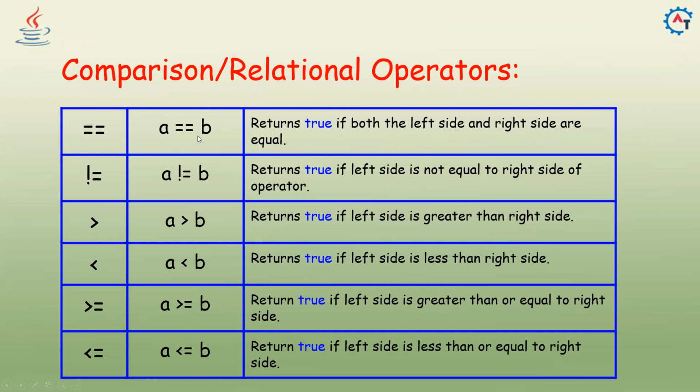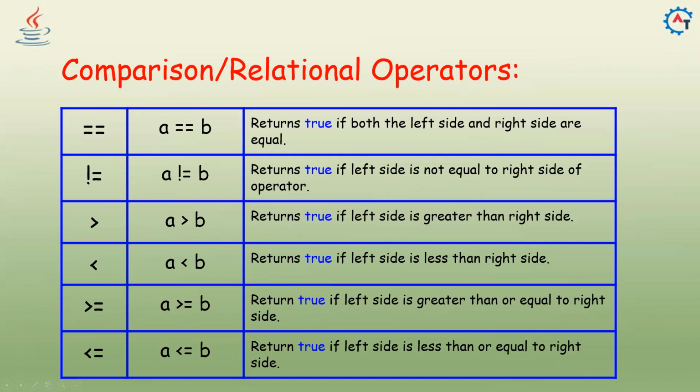So this expression should be Boolean. When both are the same, it will return true. If both are not the same, then the not-equals operator will return true. If A is greater than B, then it will return true. If A is less than B, then it returns true. If A is greater than or equal to B, it returns true. If A is less than or equal to B, then it will return true.